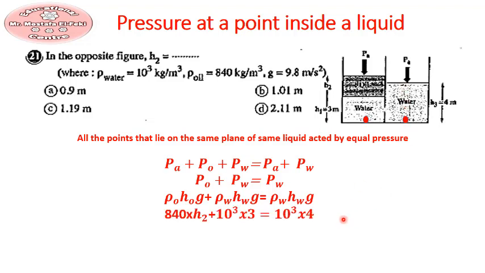Then cancel g with g. The density of oil, given 840, times the height of oil H2, plus the density of water times the height of water, 3 meters. On the other side, the density of water times the height of water, 4 meters. Then H2 equals 1.19 meters.